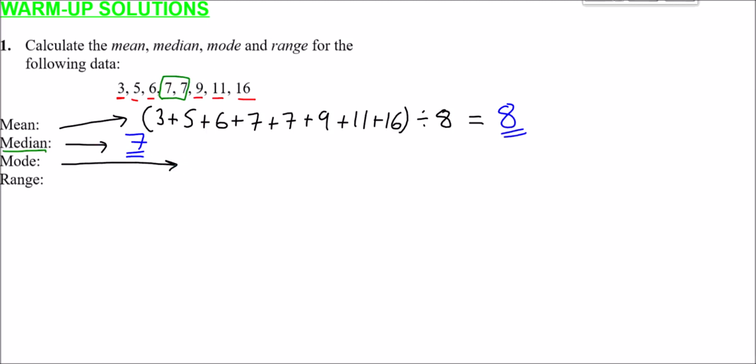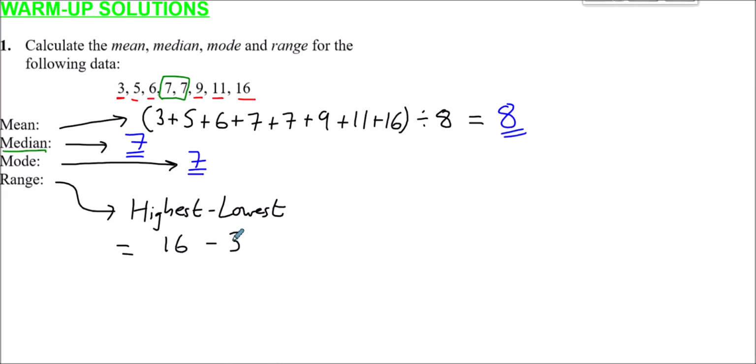If you recall from GCSE, mode is the most common value. So there's 2 7s, only one of anything else, so the 7 is most common. And the range is the highest subtract the lowest. In our case, the greatest value is 16, the lowest is 3. So we have 16 minus 3, which gives us 13. So that's all there is for question 1.